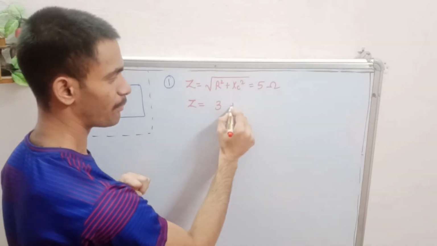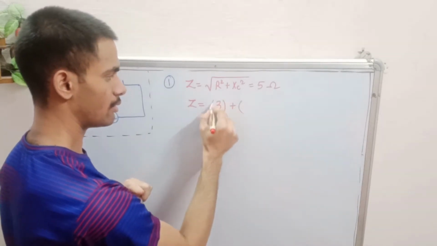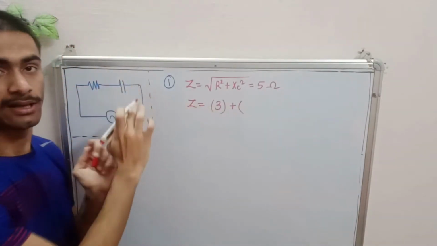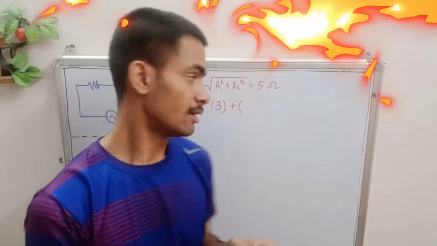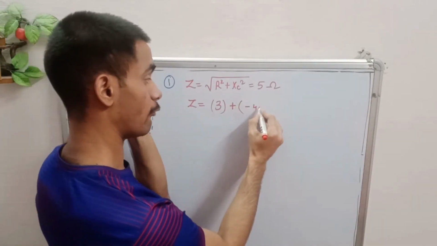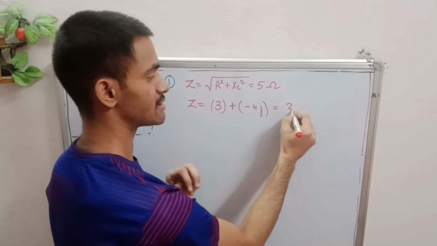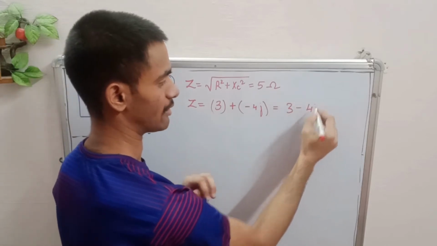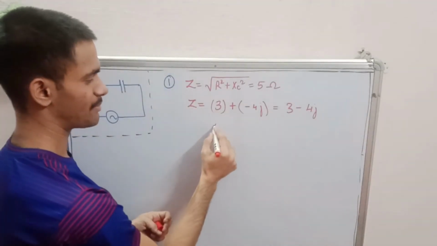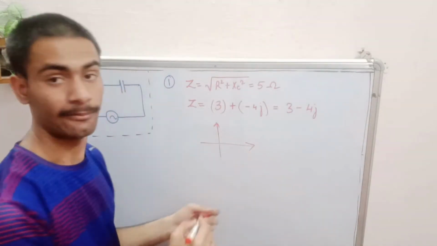So 3 plus, as this is capacitance, in capacitance you must write it as minus 4j. That means this will be minus 4j. Okay, and this can be represented in phasor form as well.